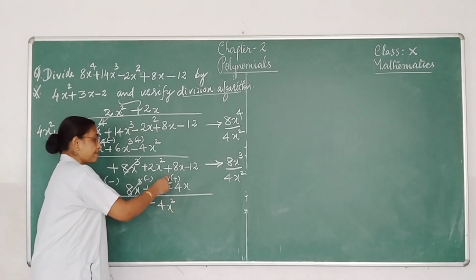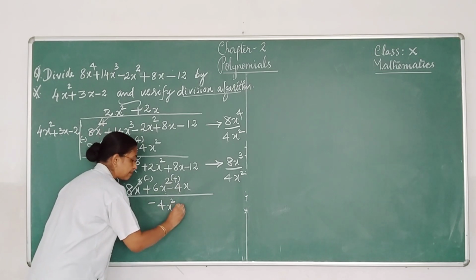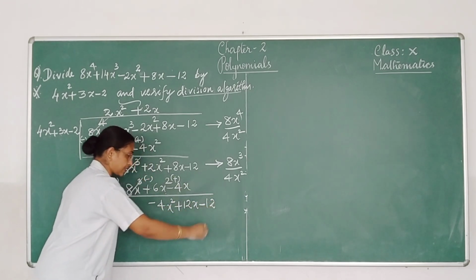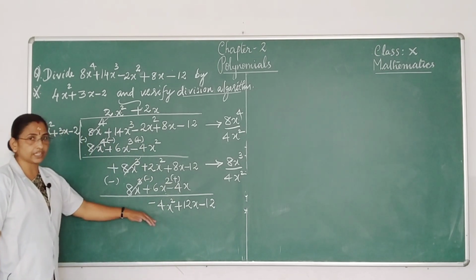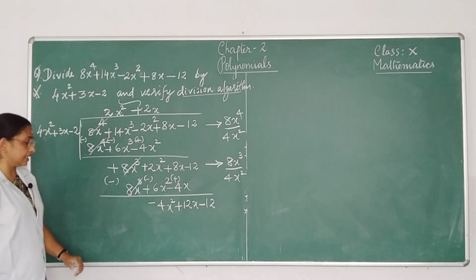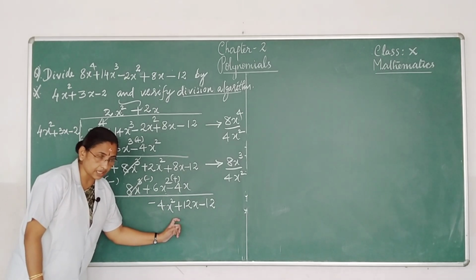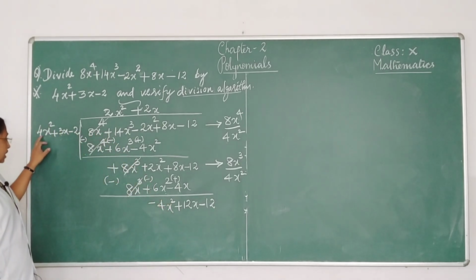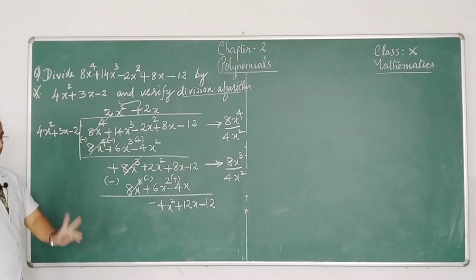And next is plus 8 plus 4, plus 12x. Now this minus 12 I need to write. Check whether I need to proceed further or not. Here the degree of the remainder is not less than the degree of the divisor. Both are having equal degree. So you need to proceed further.